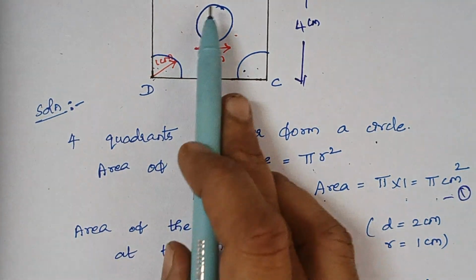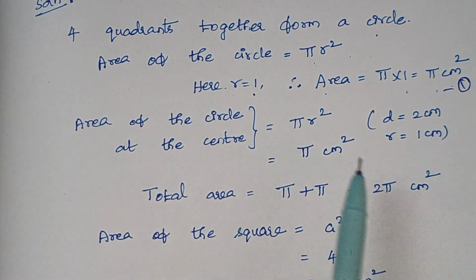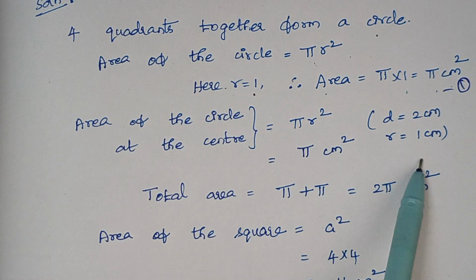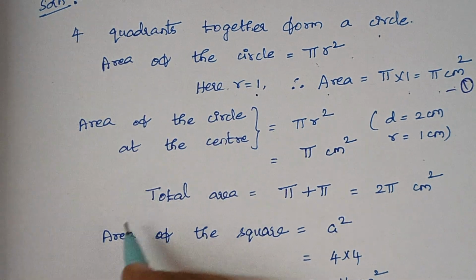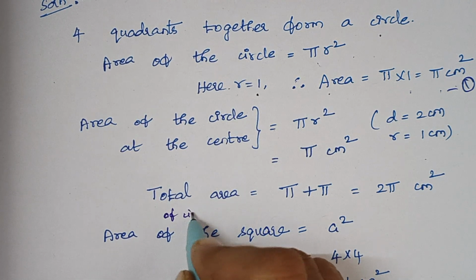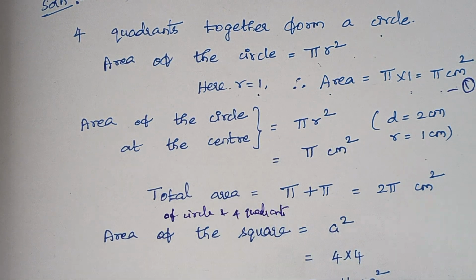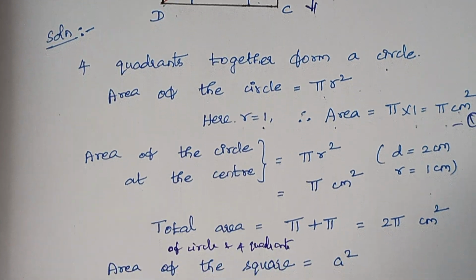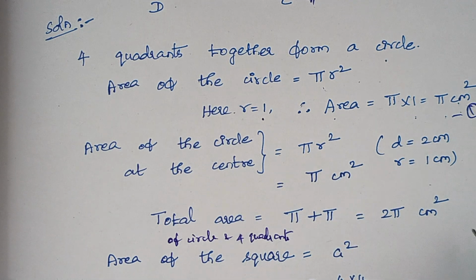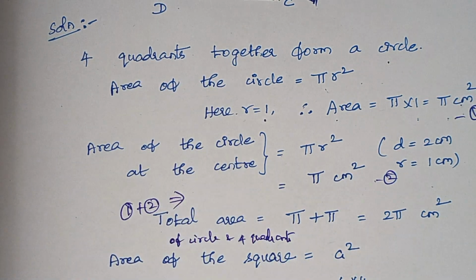Now we are going to find the area of this circle. So here area of the circle is given by pi r square, and again the diameter is 2, therefore the radius is 1. So it becomes pi centimeter square. Now what about the total area? You can write total area of circle and four quadrants. The area of the circle made from quadrants is pi centimeter square, and the area of the circle at the center is pi, again pi. So we are adding 1 plus 2. That gives pi plus pi, which is equal to 2 pi centimeter square.